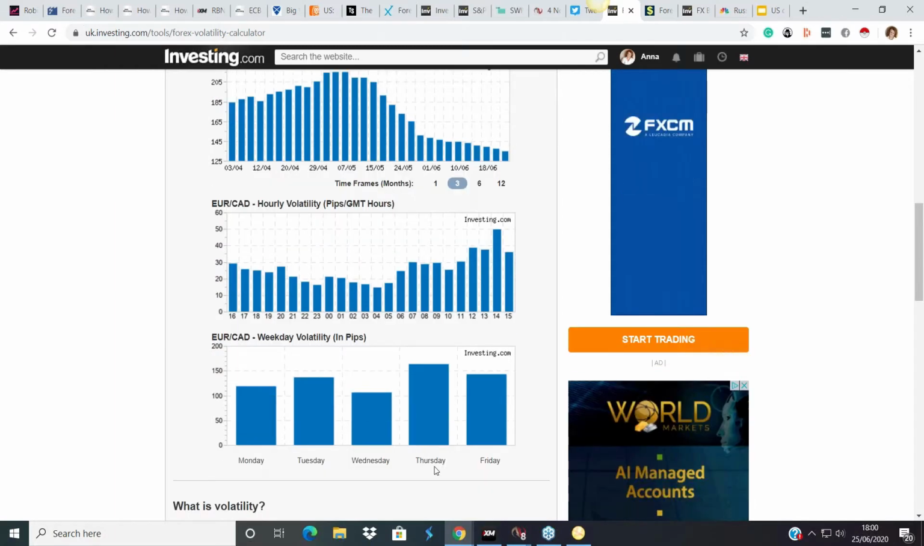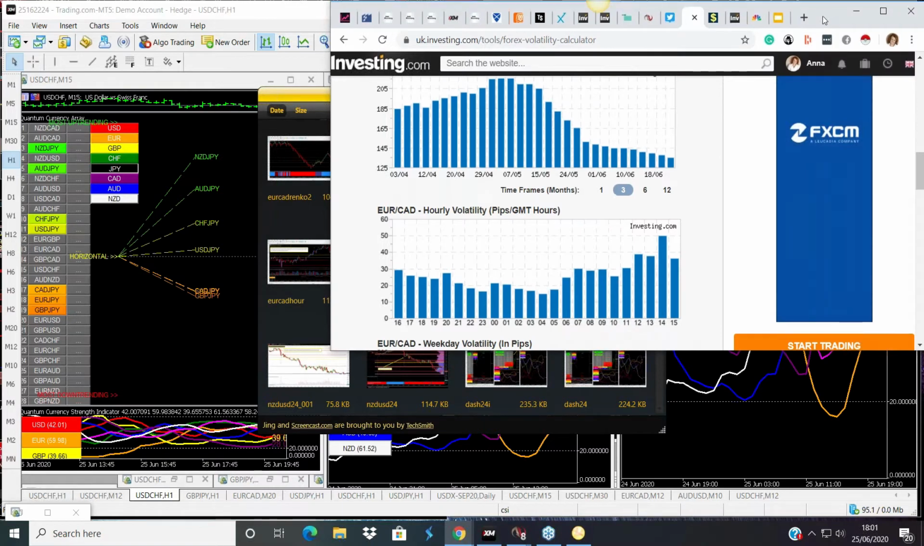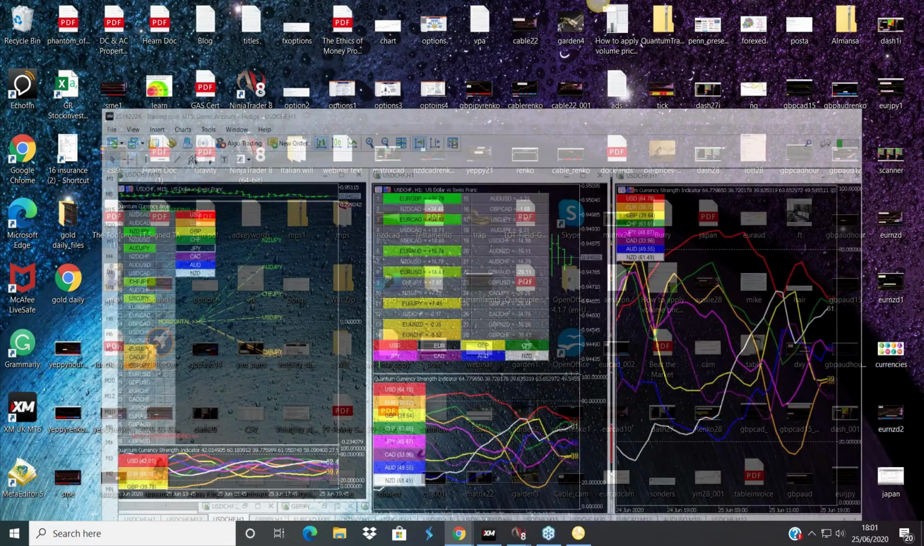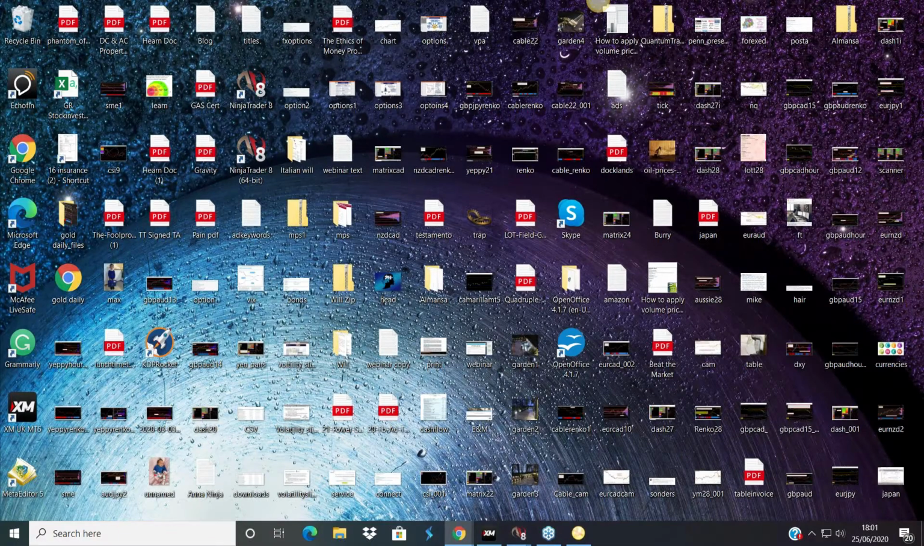And then it will tell you, well, what are the days when it tends to move the most? And Thursday, for whatever reason, you'll find a lot of them move quite nicely on a Thursday. So that's the kind of information that we look at in terms of volatility, in terms of how much the pair is likely to move.